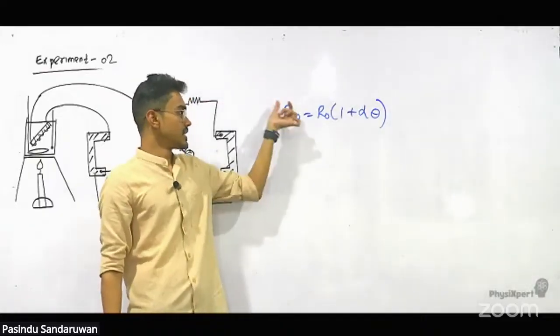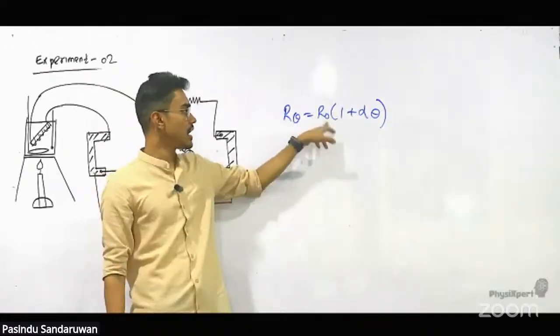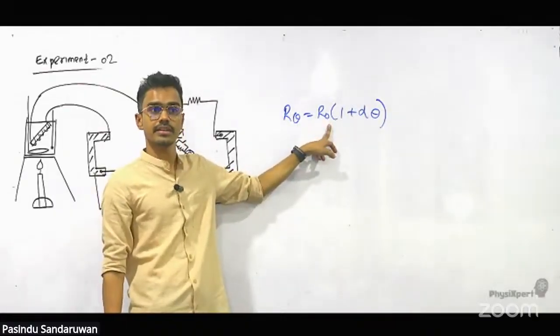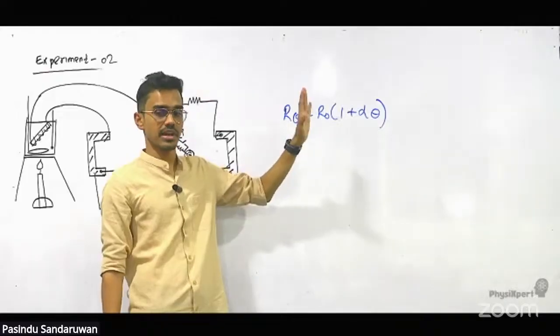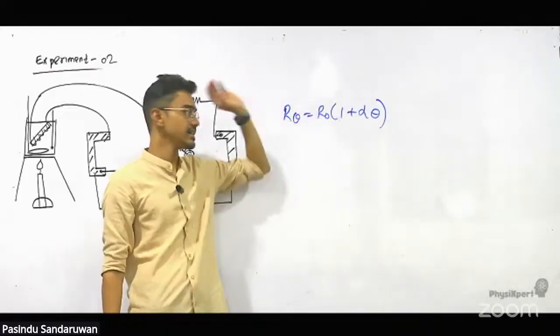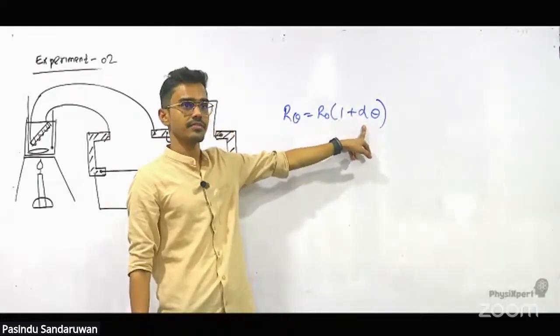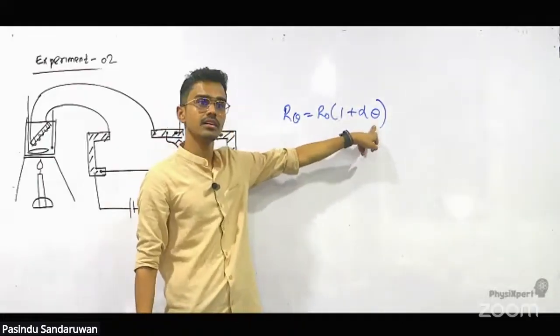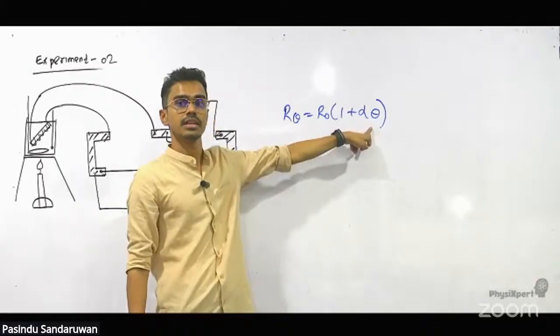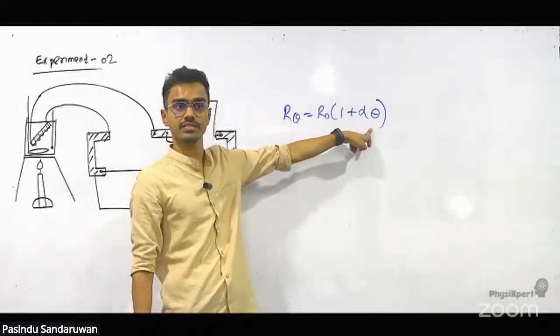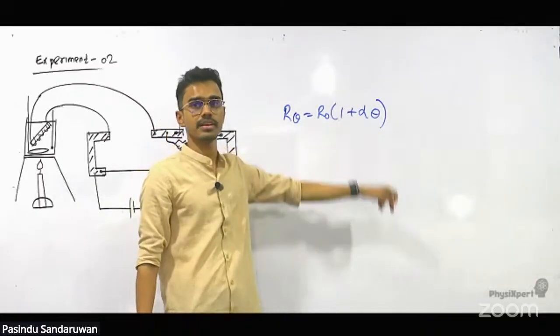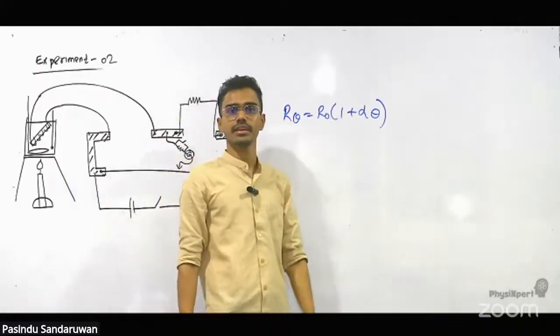R theta is the resistance at theta degrees Celsius. R naught is the resistance at 0 degrees Celsius, not 0 Kelvin. The main equation is in Celsius. Then alpha is the temperature coefficient of resistivity, and theta is the present temperature.